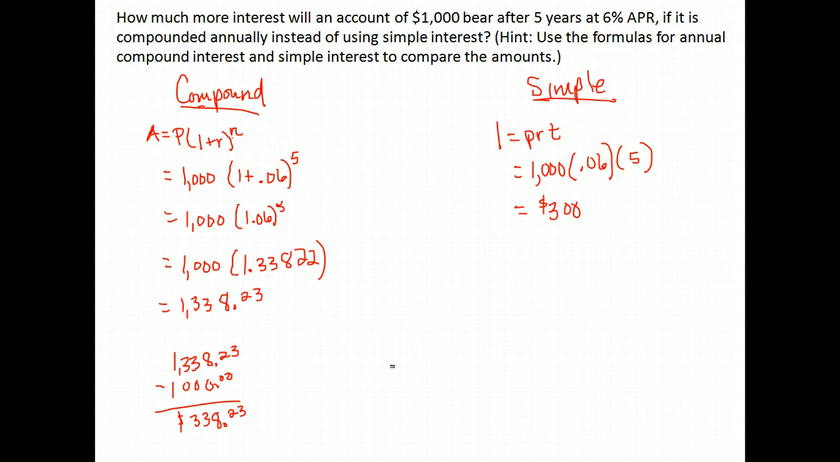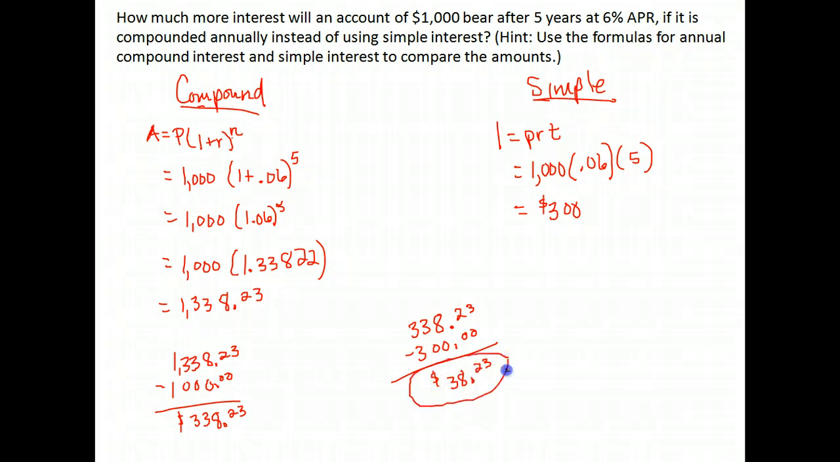How much more do you earn in the compound interest account? Well, we just take the two and subtract them to find the difference. So one made $338.23, the other only made $300. That's a difference of $38.23. So having a compound interest account in this situation made $38.23 more than if you had just used a simple interest account.